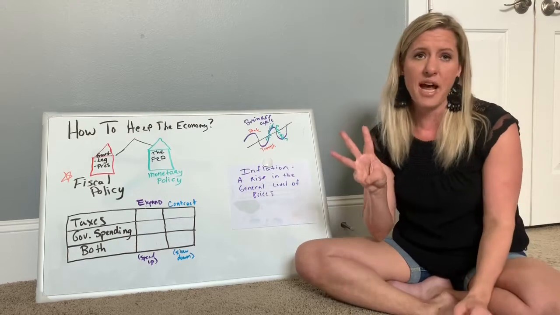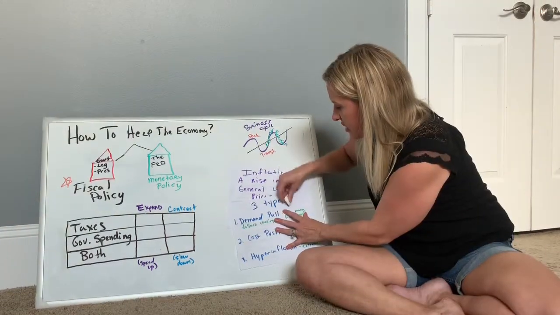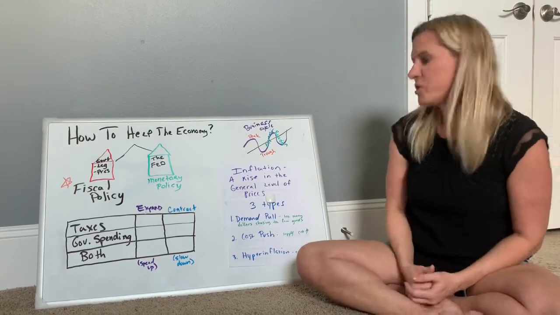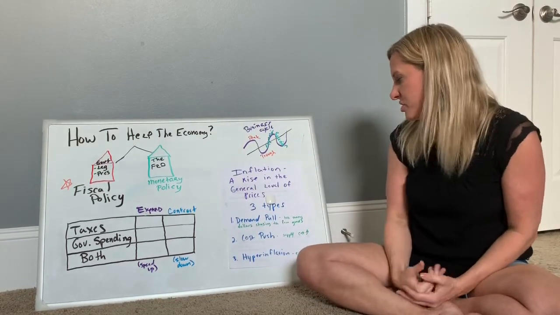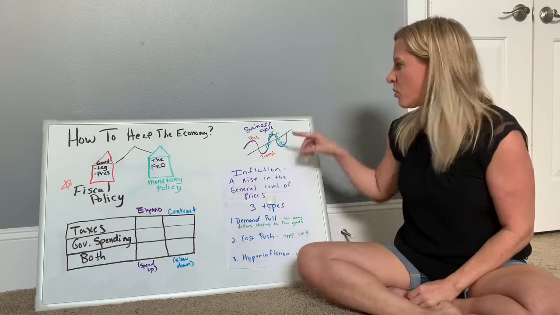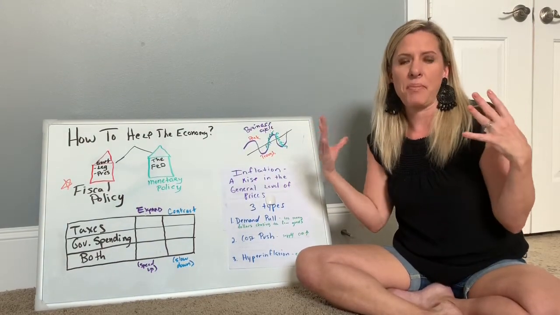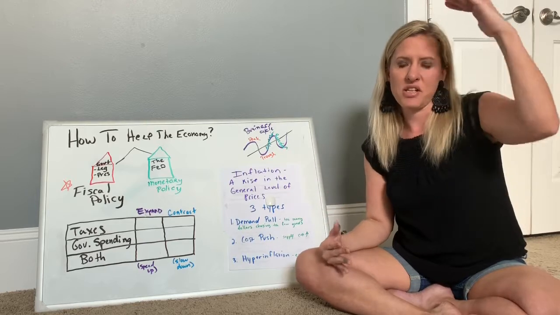Okay, so there's 3 types of inflation. There is demand pull inflation, which would be too many dollars chasing too few goods. That's when we're at the peak, we all have money and we're all buying, and so the prices go up.